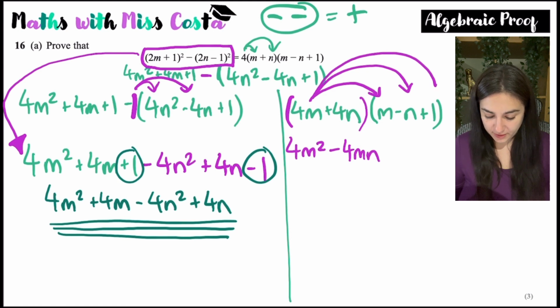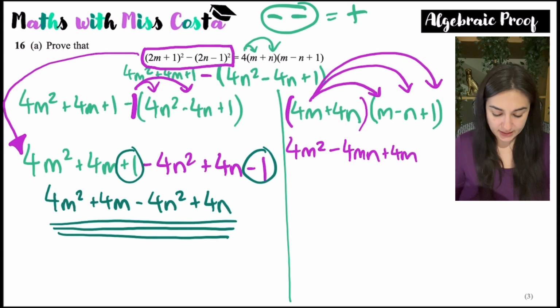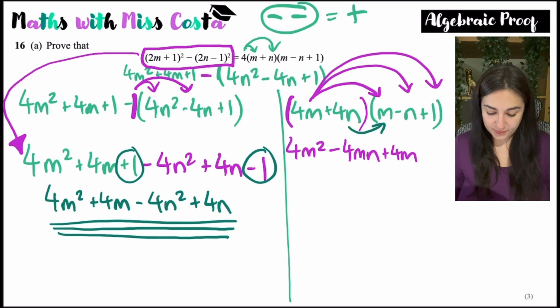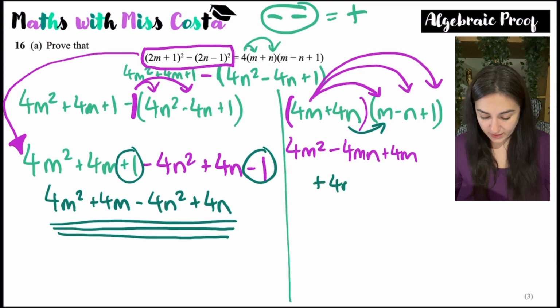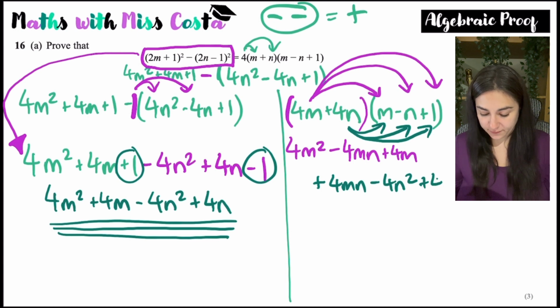4m times 1 is 4m. And then 4n times m is plus 4mn. 4n times negative n is negative 4n squared. And negative 4n times 1 is 4n.